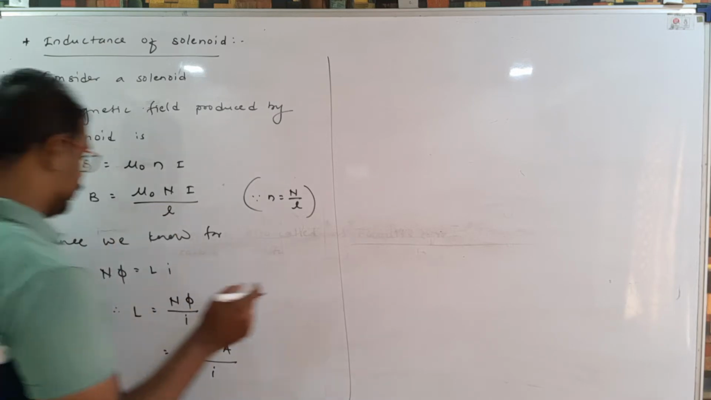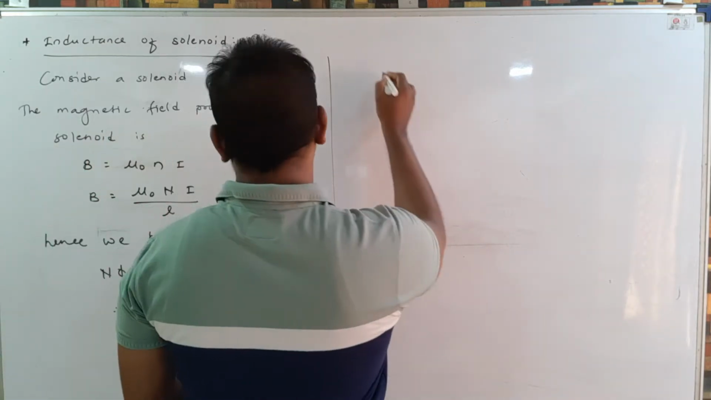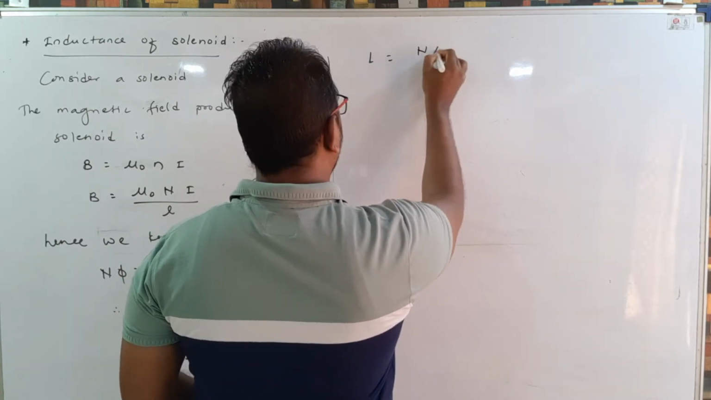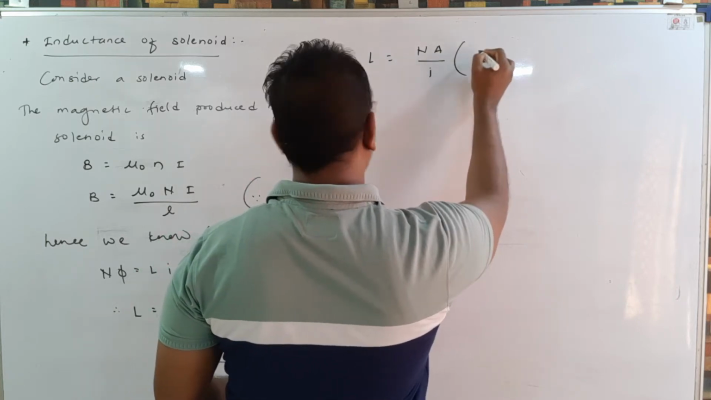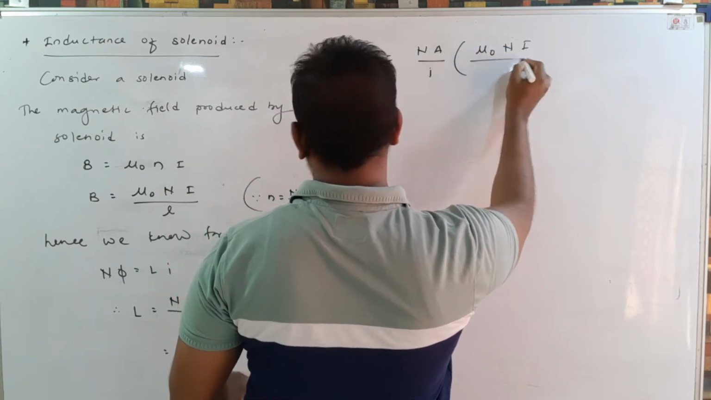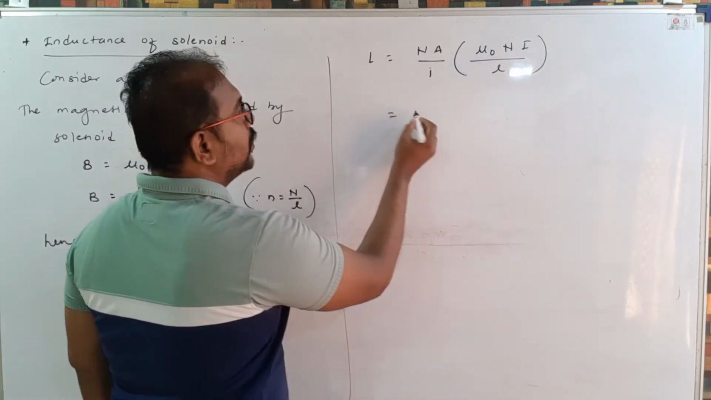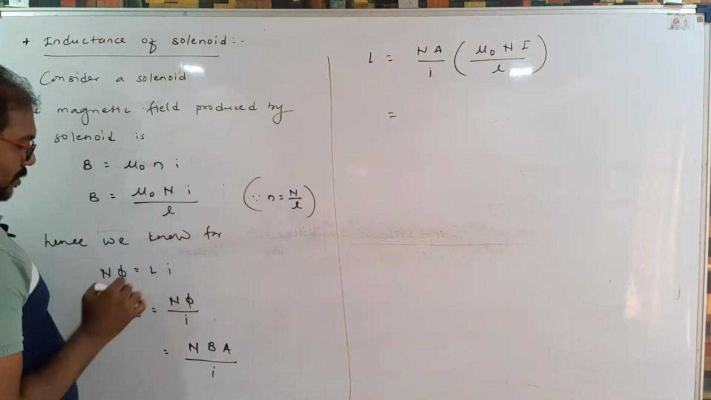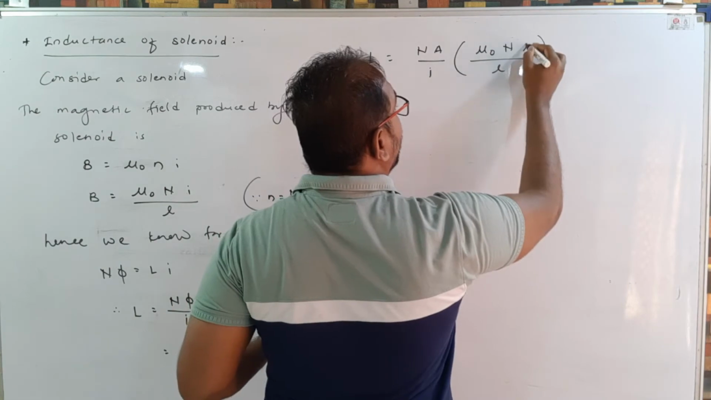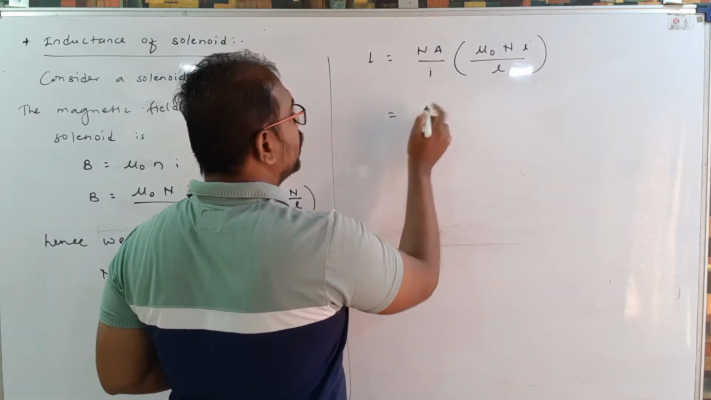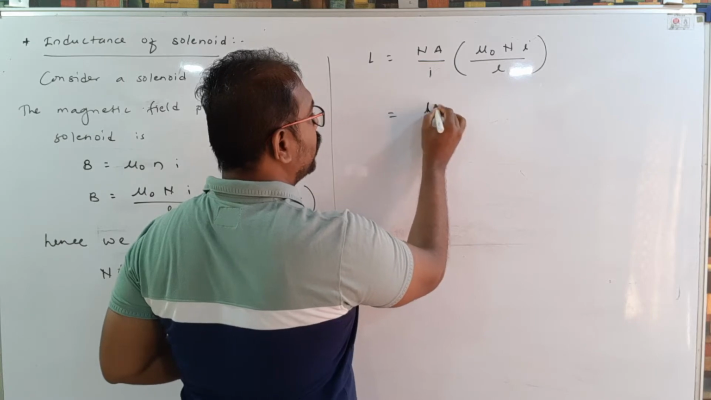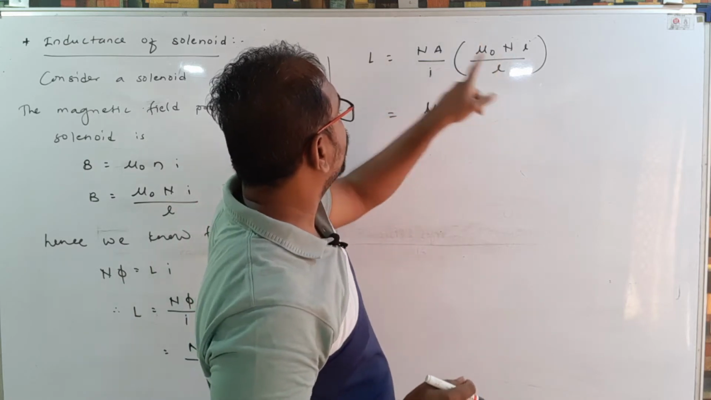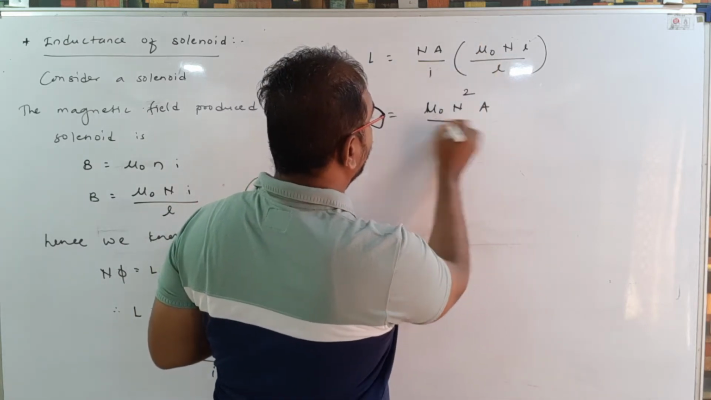But B, we already have a formula for B. So we can write L is equal to N into A divided by I, and this B we can write as mu 0 n i. Here small i, and here also small i. Now this i and this i get cancelled. So we get mu 0 N into this n square, mu 0 n square A by L.